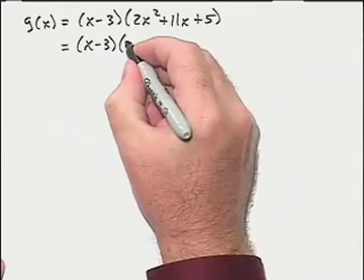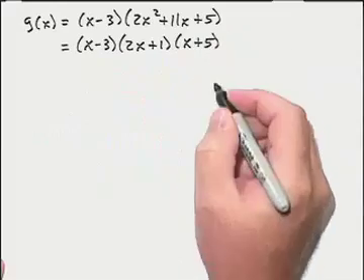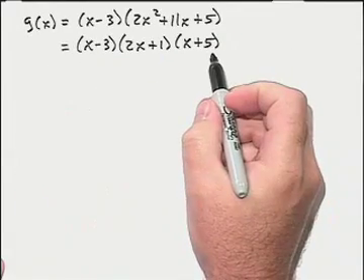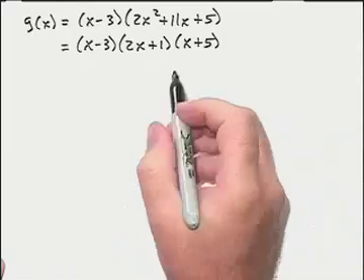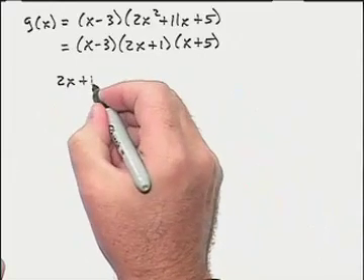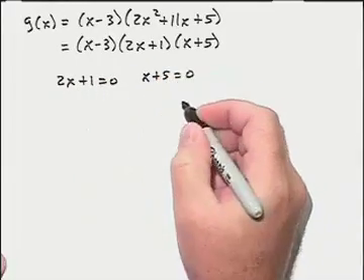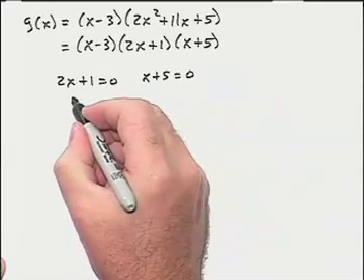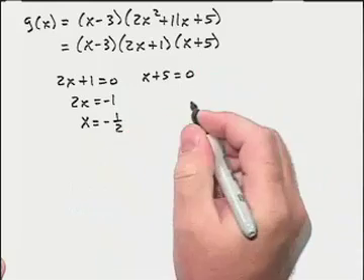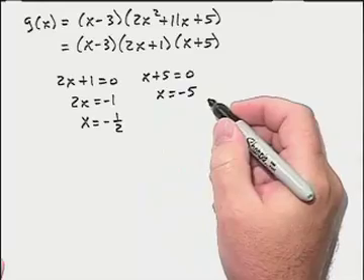We get x minus 3 times 2x plus 1 times x plus 5. So here we have our function g of x in factored form. To find the remaining zeros, set our last two factors equal to 0 and solve. We get 2x plus 1 equals 0, x plus 5 is equal to 0. So solving this equation, we get 2x equals negative 1, or x is negative 1/2. With this equation, we'll end up with x is equal to negative 5.